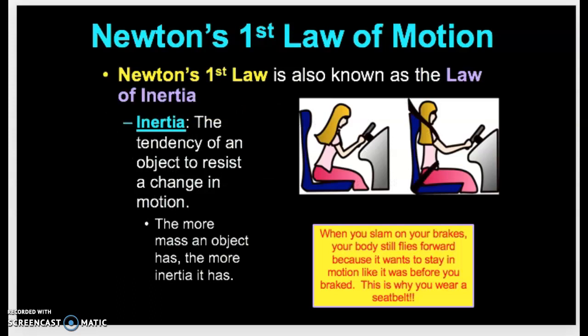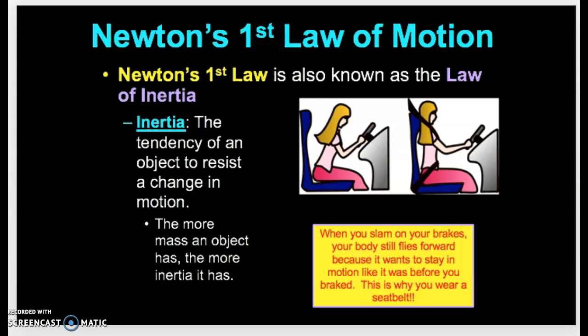So inertia is a tendency of an object to resist change. Objects do not want to change. They want to keep doing what they're doing. Like you, if you're taking a nap, you want to keep taking a nap. You don't want to wake up. Or if you are playing and running around, you want to keep moving. So inertia is the tendency of an object to resist the change in motion.